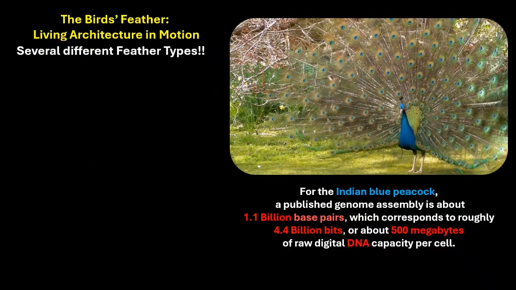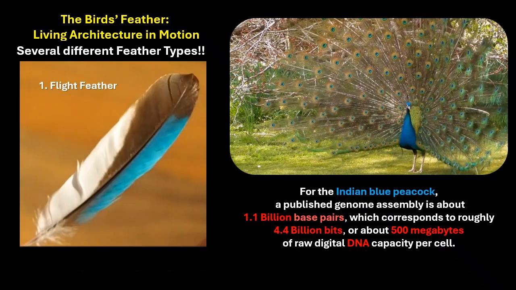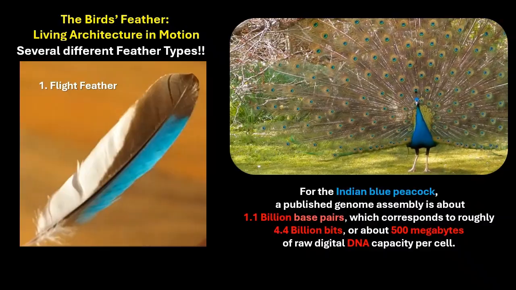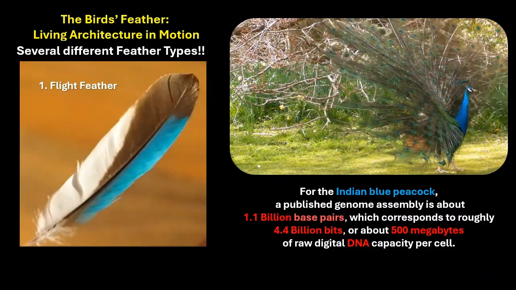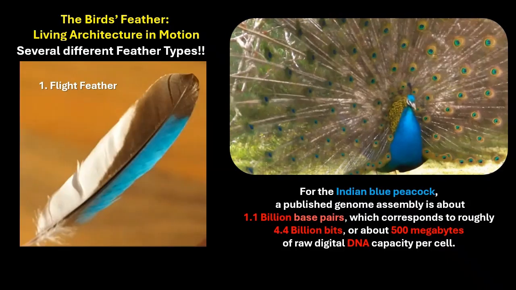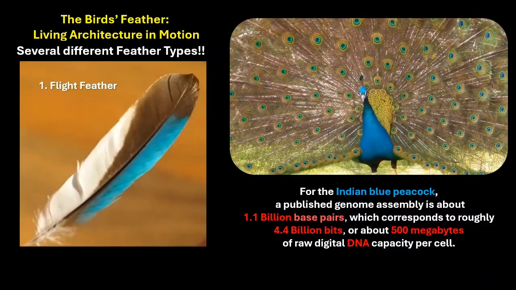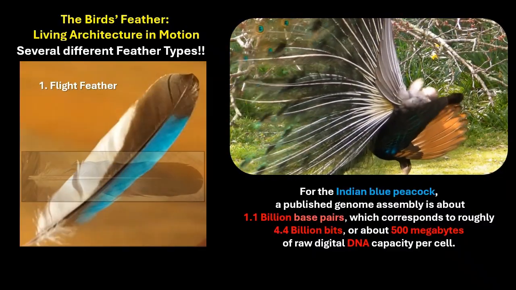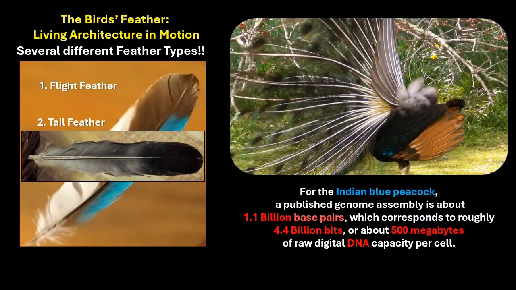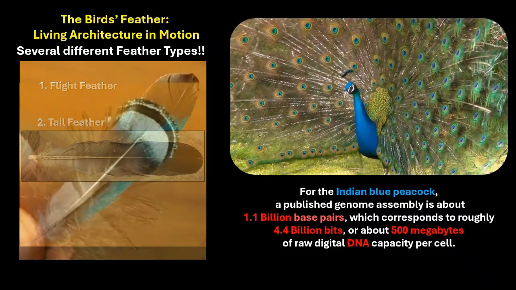So, there are several different feather types. You have the flight feather, and you notice the shaft is slightly to the right. So birds' flight feathers are designed by the DNA to have the shaft on opposite sides. It's designed for flight. Tail feathers, the shaft's usually right in the middle.